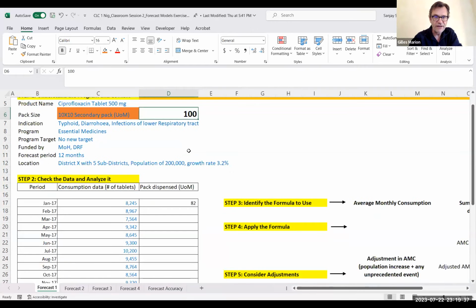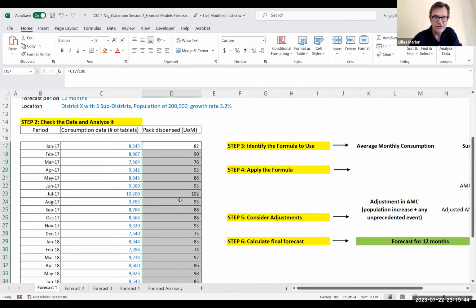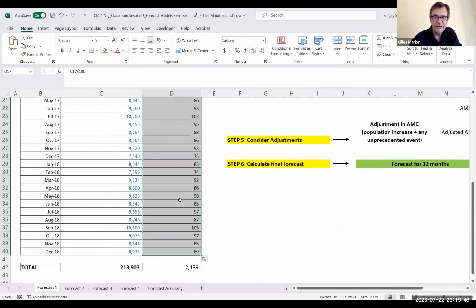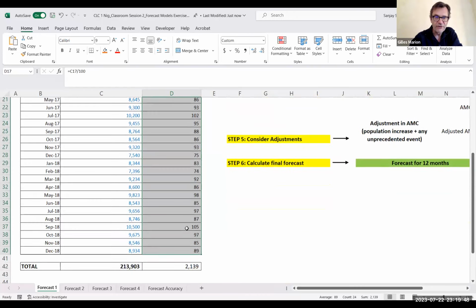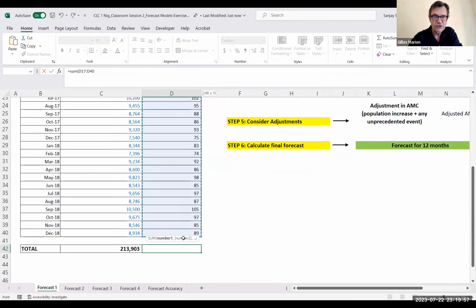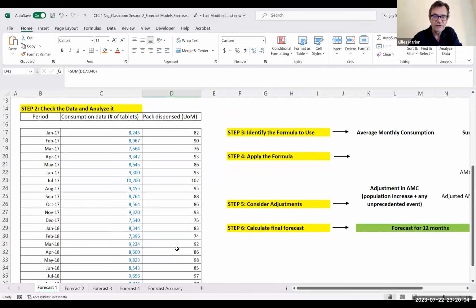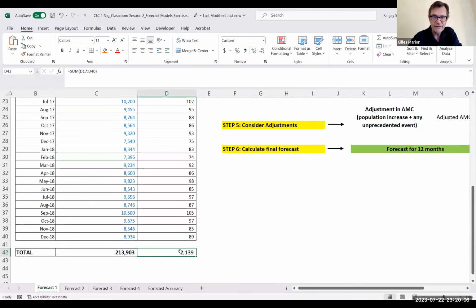So you have here 100. So we divide this number by 100. We get the number which are here. We lower it. And you have a number of packs which have been used for the past 2 years, which is the sum of all the consumption. So that's a total of 2,138 packs.